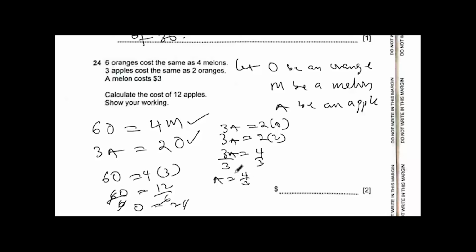Okay, so if an apple is 4/3, then 12 apples will be what? 4/3 times 12. 3 here, 1. 3 in 12 is 4, and that will be $16. So 12 apples cost $16.